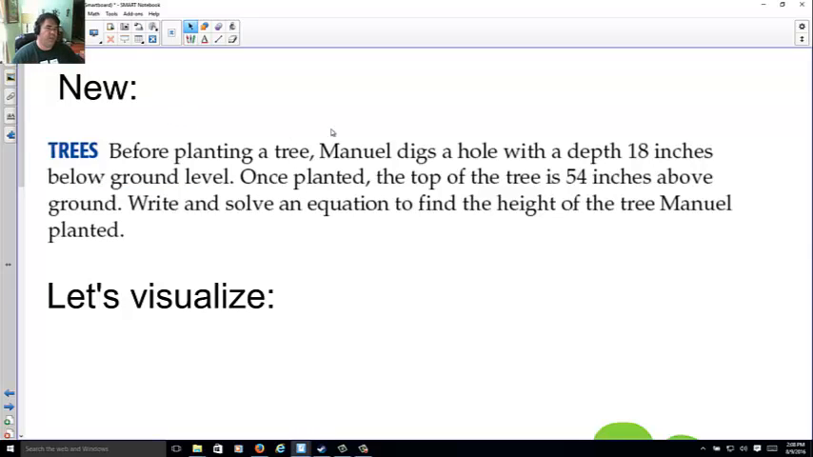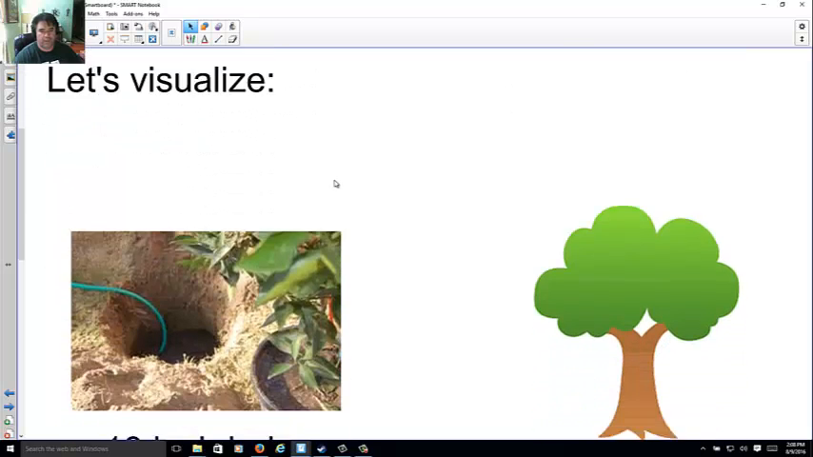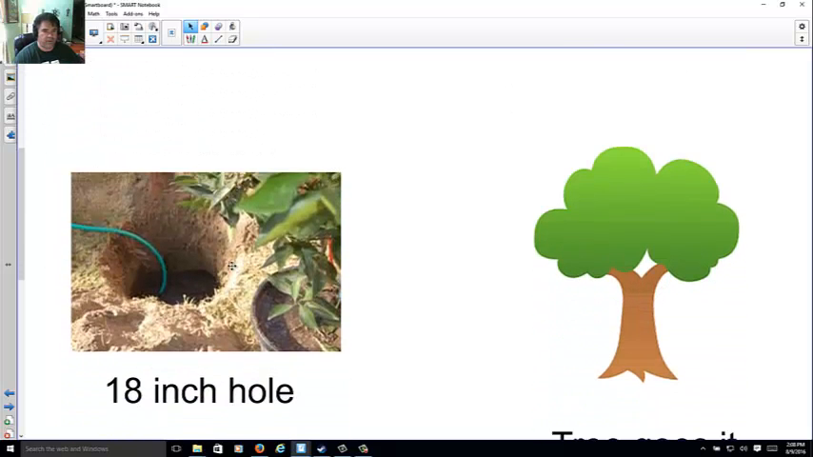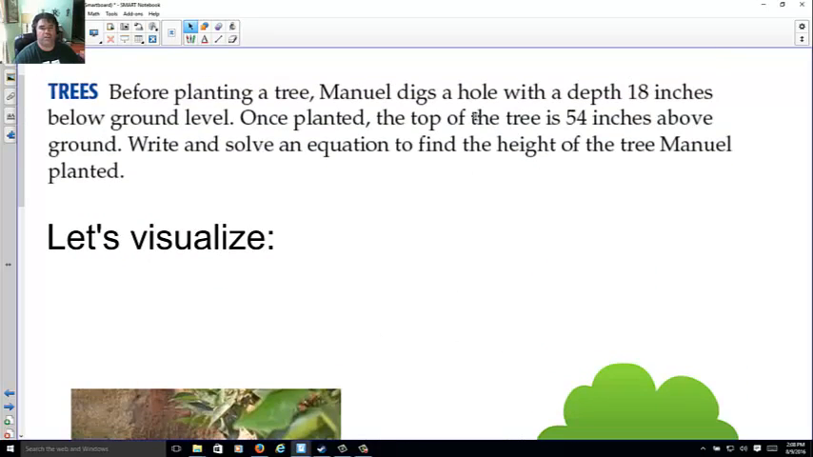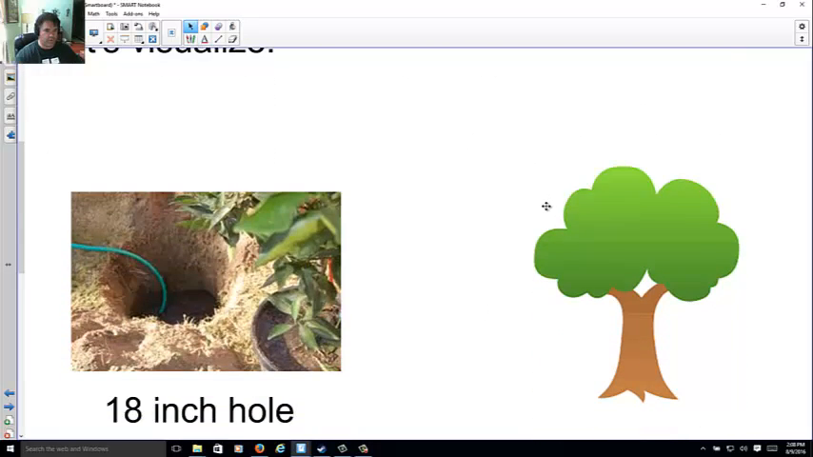Now here's the new one. Before planting the tree, Manuel digs a hole with a depth of 18 inches below ground level. Once planted, the top of the tree is 54 inches above ground. Write and solve an equation to find the height of the tree Manuel planted. Now, this is difficult. I need to show you a visual. So here's the visualization. You have an 18-inch hole, and a tree goes in it, and the tree, once dropped in, is 54 inches above the ground. So I want to know how big the tree was.